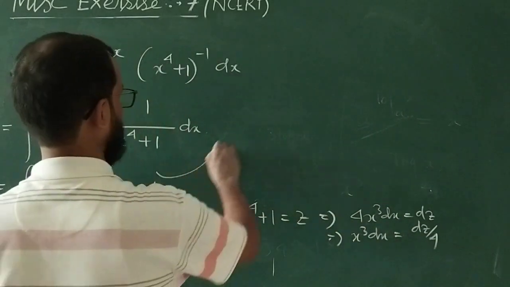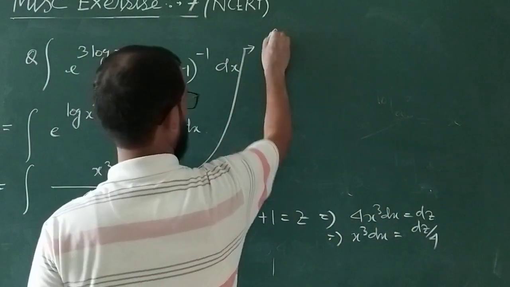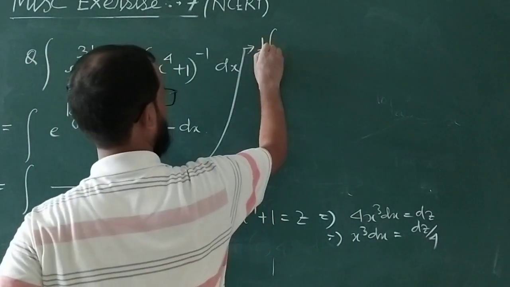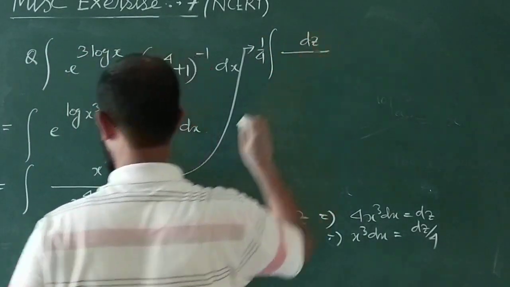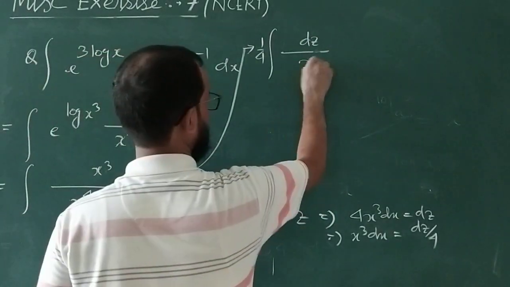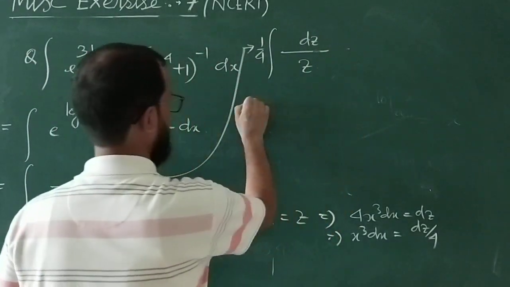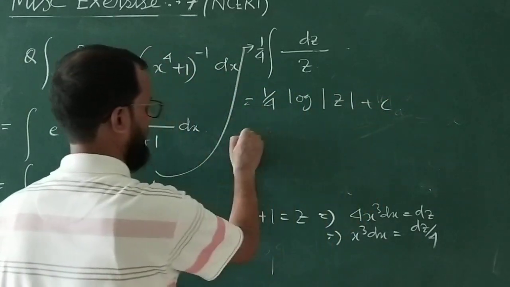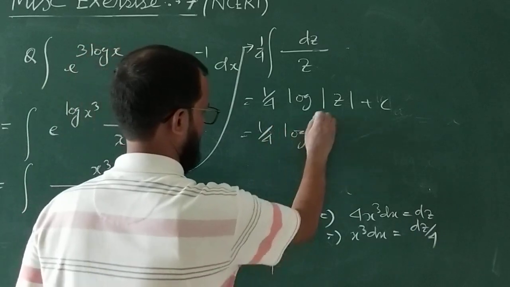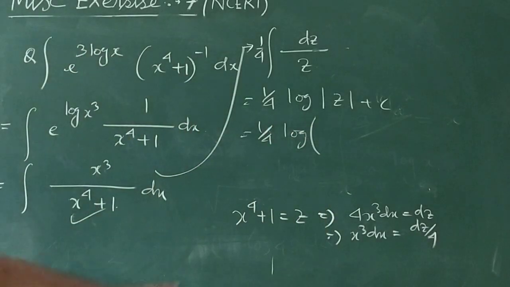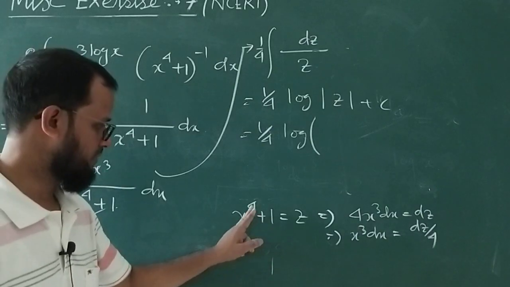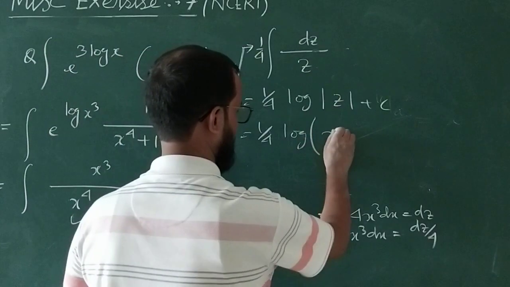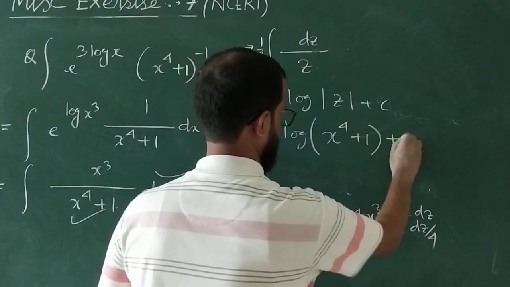Your integral becomes 1 by 4 taken outside, dz by z. So the integral becomes 1 by 4 log modulus of z plus c, where z is x to the power 4 plus 1. Since x to the power 4 is an even power, x to the power 4 plus 1 is always positive, so there is no need for modulus. So the answer is 1 by 4 log of x to the power 4 plus 1 plus c.